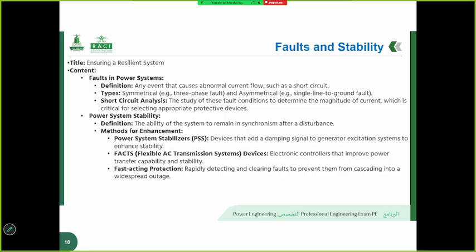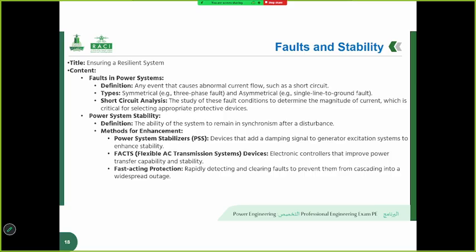Another subject is power system stability, which is the ability of a power system to regain its equilibrium after a disturbance, such as a fault or a sudden change in load. A system is considered stable if all generators remain in synchronism with each other and the system frequency and voltage return to acceptable levels. Engineers use various methods to enhance stability and ensure grid resilience. This includes power system stabilizers, FACTS devices, and fast acting protections.